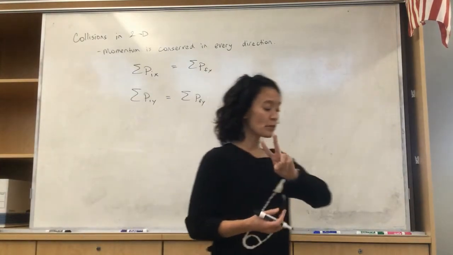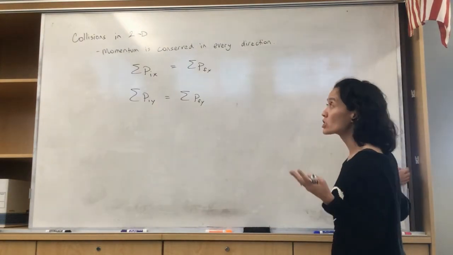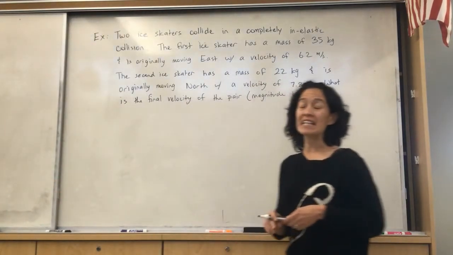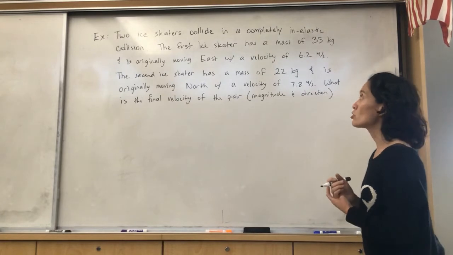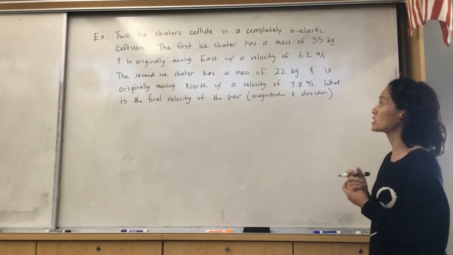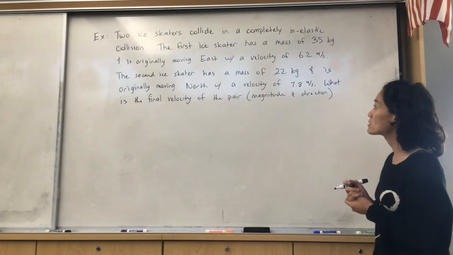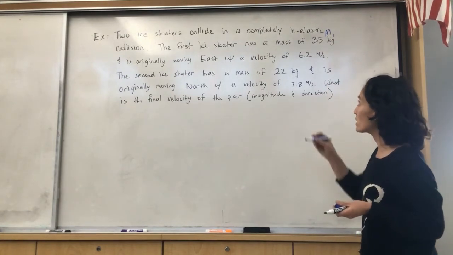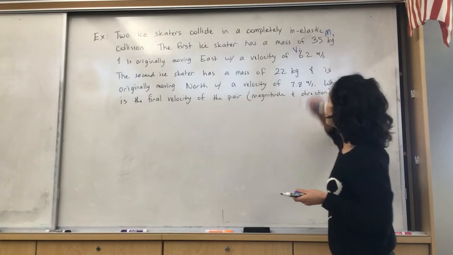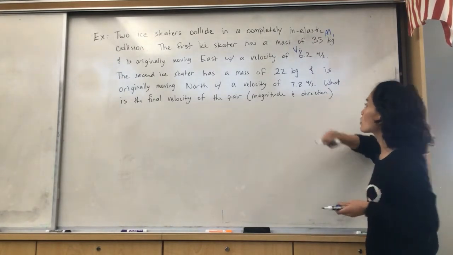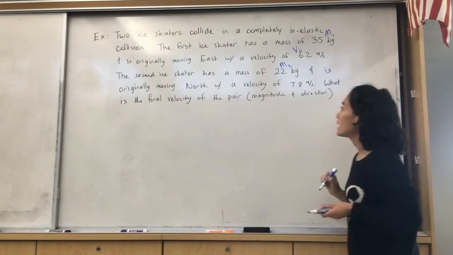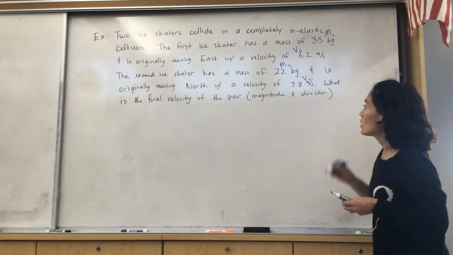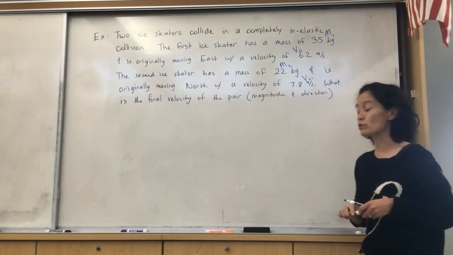So we're going to go through two examples of collisions in two dimensions. The first one is a kind of straightforward completely inelastic collision. So you've got two ice skaters colliding in a completely inelastic collision. The first ice skater has a mass of 35 kilograms. So let's just write that out. That's my mass 1, and is originally moving east with a velocity of 6.2, so that's my V1 initial. The second ice skater has a mass of 22 kilograms, so that's going to be my mass 2, and is originally moving north with a velocity of 7.8, so that's my V2 initial. What is the final velocity of the pair, magnitude and direction?